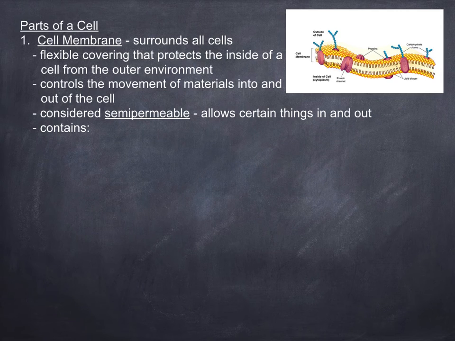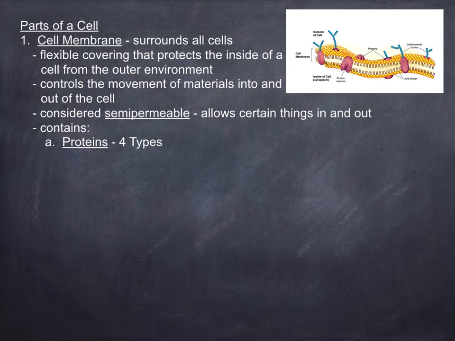And it contains two main parts. The first are the proteins, and the second are the phospholipids. We're going to talk about phospholipids on the next slide. So right now we're going to talk about the proteins. So proteins are part of this cell membrane. And if you look here in this picture, the proteins are being shown with these big red blobs.